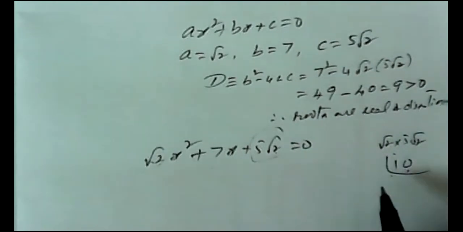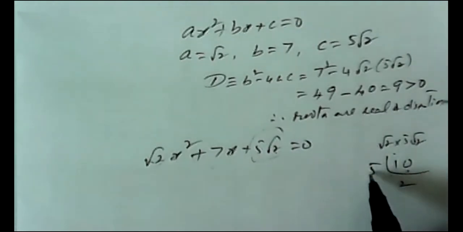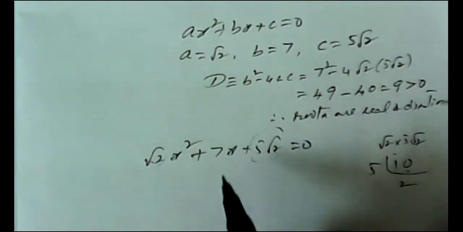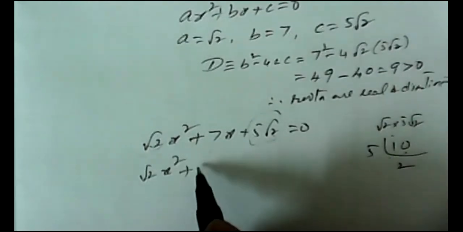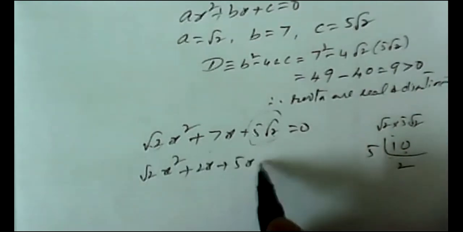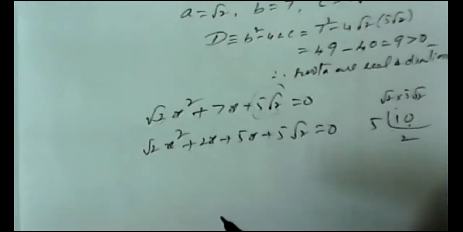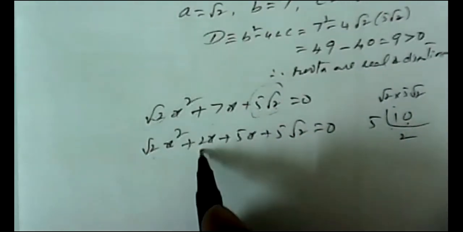So 5 twos are 10, and plus 5 plus 2 gives plus 7. So we can write root 2 x square plus 2x plus 5x plus 5 root 2 is equal to 0. In the first two terms, x is common.